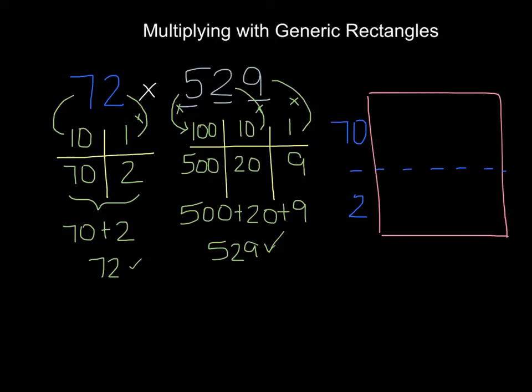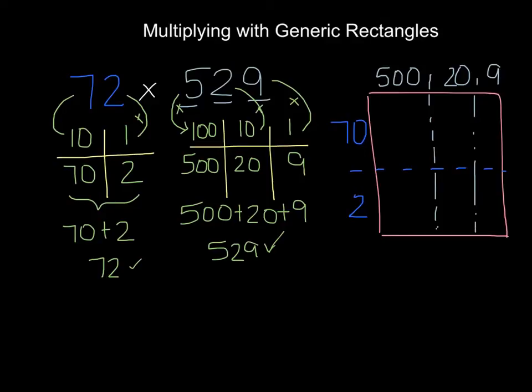Now I could have done the same thing with the 529. I could have placed it along this side. However, I've chosen to place it on the very top. Now what I've done is that I've placed the 500, the 20, and the 9, which is the decomposition of 529. And what you notice is since I have 3 numbers, or 3 digits, I'm going to break down my larger rectangle into 3 more sections that look like this.